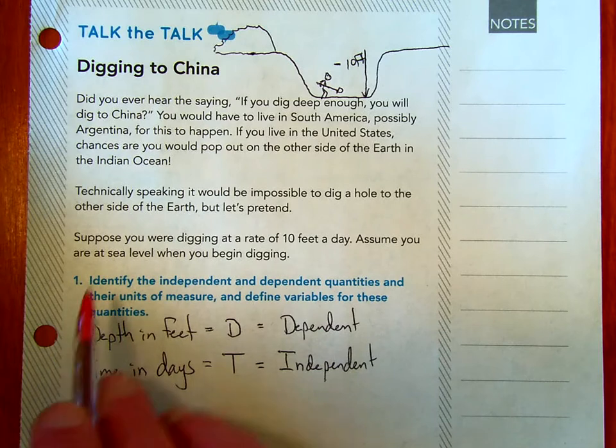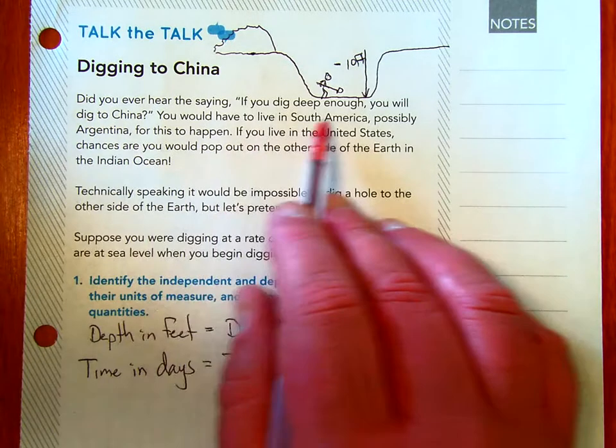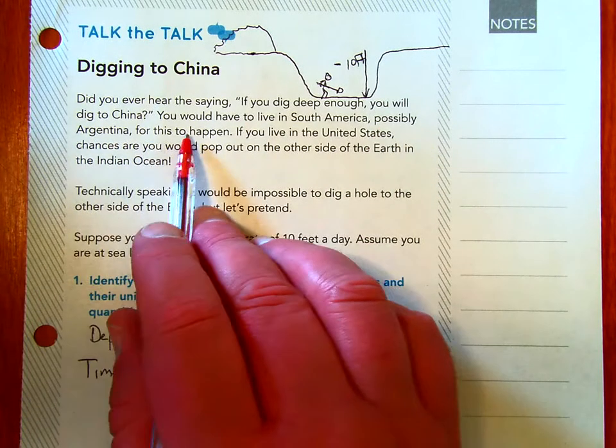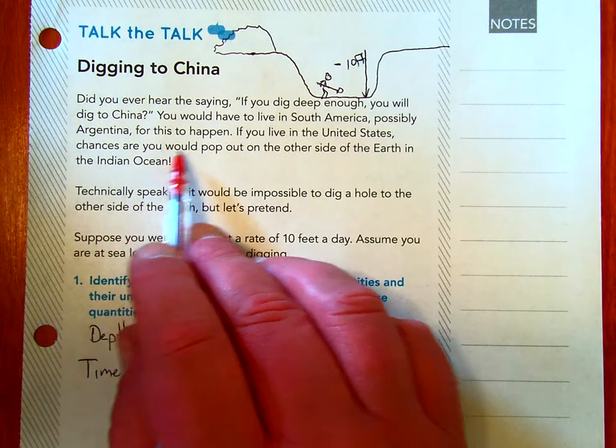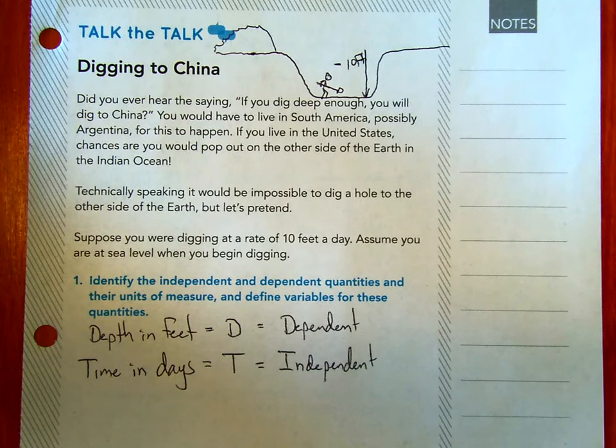So if you've ever heard the expression, if you dig deep enough, you dig to China. Well, that might be true if you lived in South Africa or South America or Argentina. If you live in the United States, especially the Red Bluff area, we'd pop out in the Indian Ocean somewhere off of Madagascar if you dug straight through the center of the earth. And again, technically, you're not digging through the center of the earth, but let's just pretend.